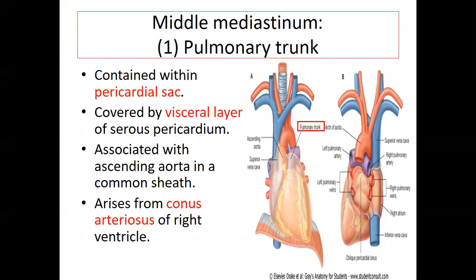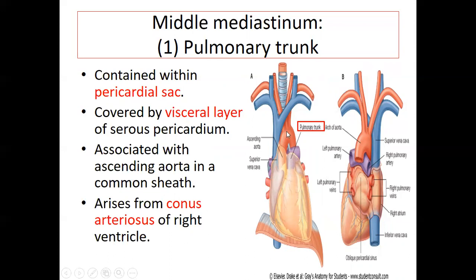Now we're going to discuss one by one the structures present inside the middle mediastinum. The first one is the pulmonary trunk. You can see here the green color. Sorry, not green. The purple. I would like to correct my words. The purple-colored vessel here actually represents the pulmonary trunk. So you can see here the pulmonary trunk.